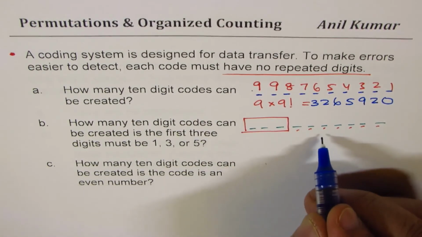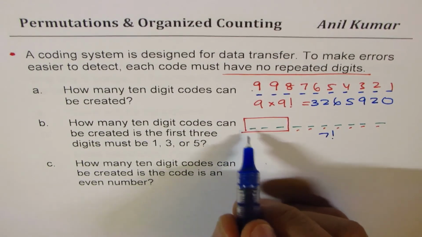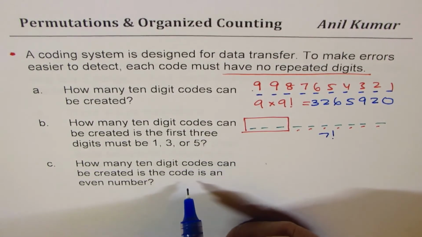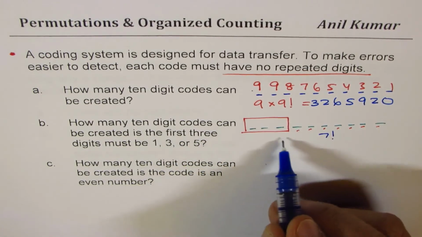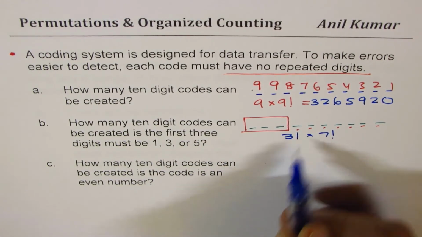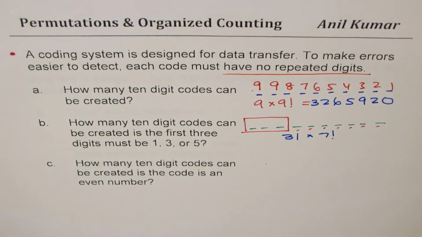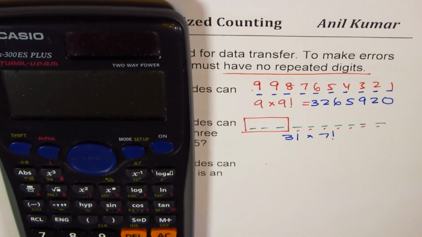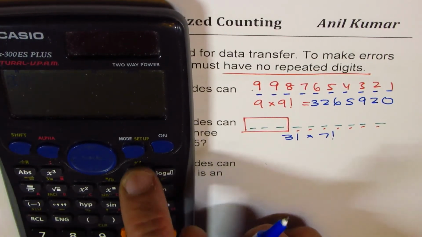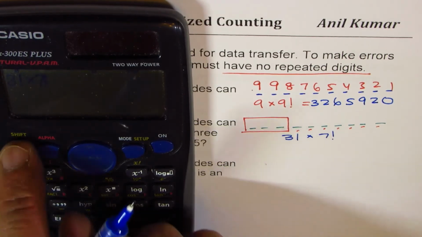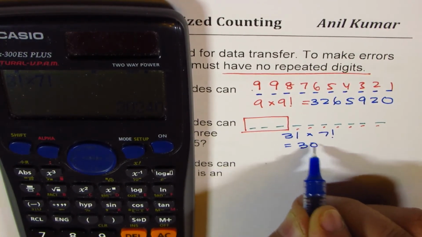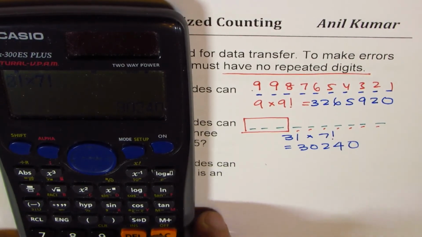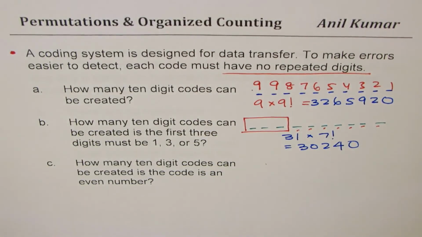First 3 is fixed, right? So we have 7 factorial ways. They have to come right in the very beginning. But these could be arranged among themselves. So that could be 3 factorial. So that is the answer, correct? So we have 3 factorial times 7 factorial, which equals 30240. So that becomes your answer for part B.